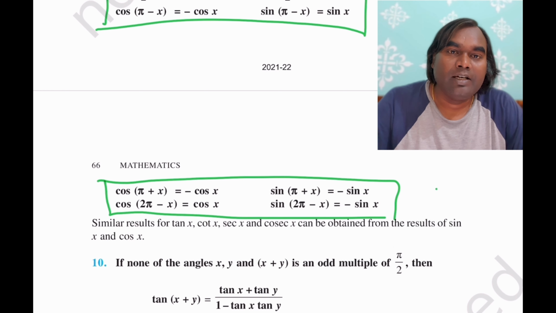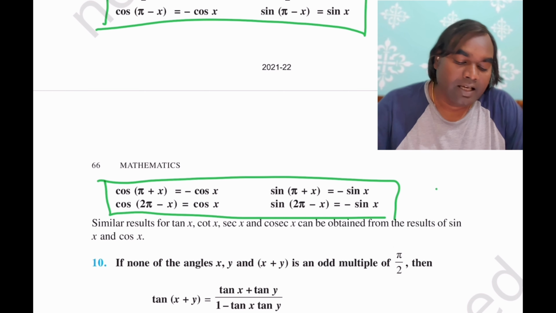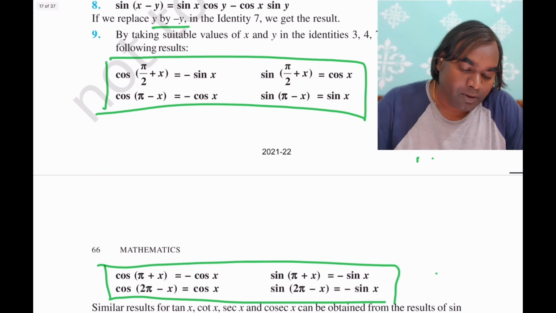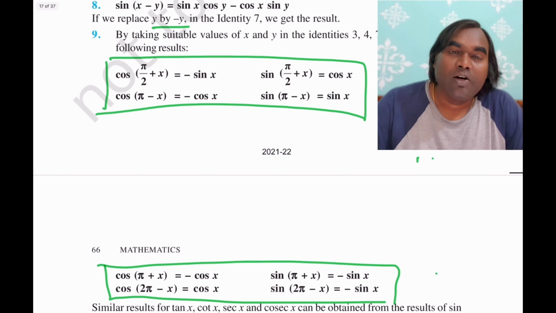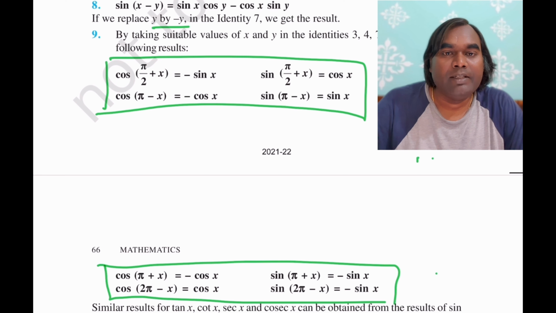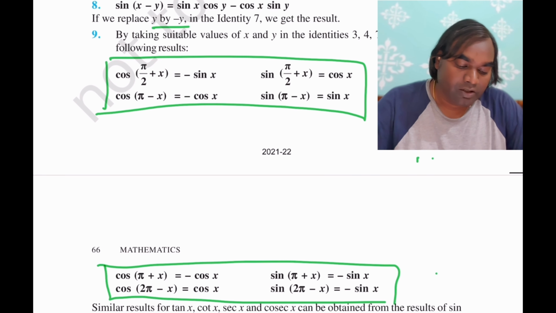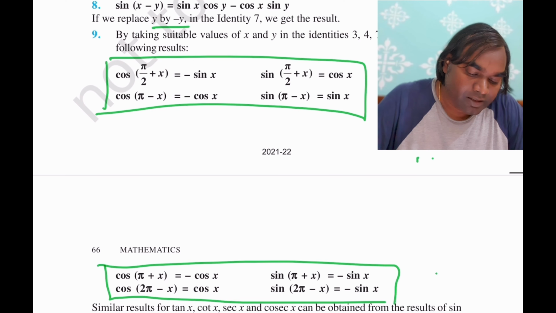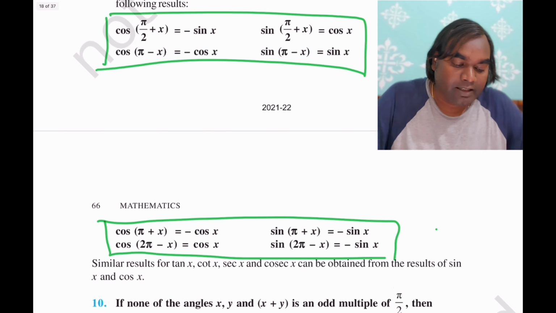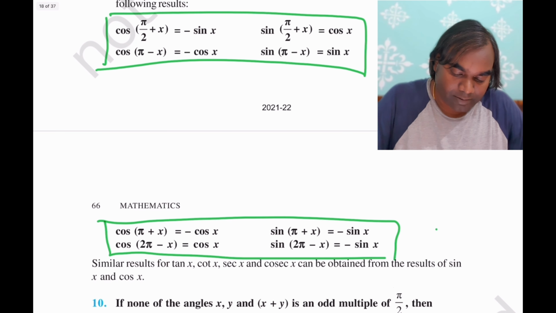So sin(π/2 − x) or sin(π/2 + x) is equal to cos x, and cos(π/2 − x) is equal to sin x, and cos(π/2 + x) is equal to −sin x. cos(π − x) is equal to −cos x, and sin(π − x) is equal to sin x. So you note the relations and their orders very carefully, and you can remember these relations.